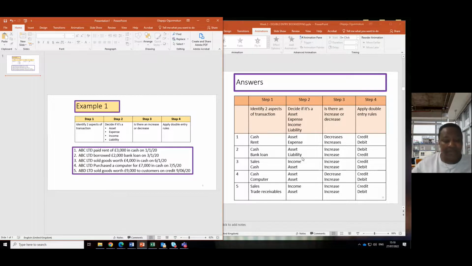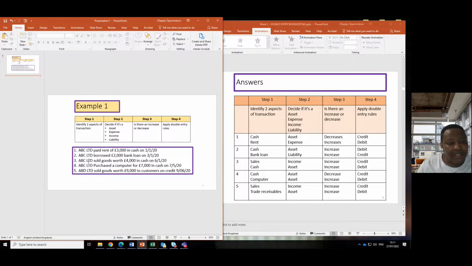The asset has increased. So now there is an increase in cash of 2,000. For an increase in asset, we said you debit. And the liability has also increased. We said that if there's an increase in income, liability, or revenue, you're going to credit. So here we have a credit entry.